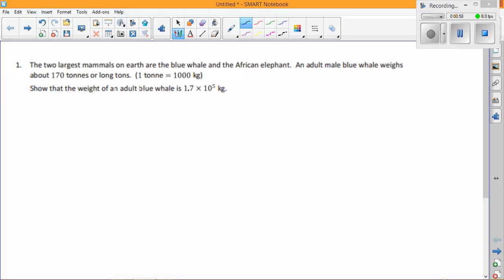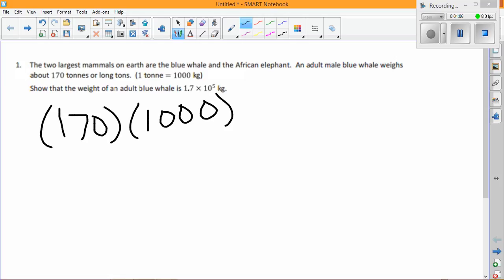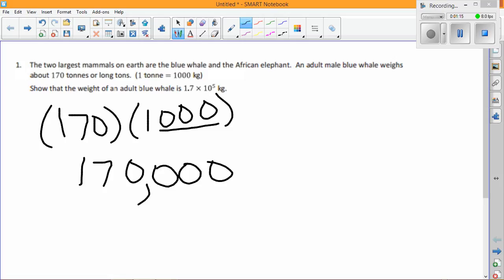So if we know that it's 170 tons, we can multiply that by 1,000, which would be 170, and then we have to add the zeros from here. So you get 170,000.